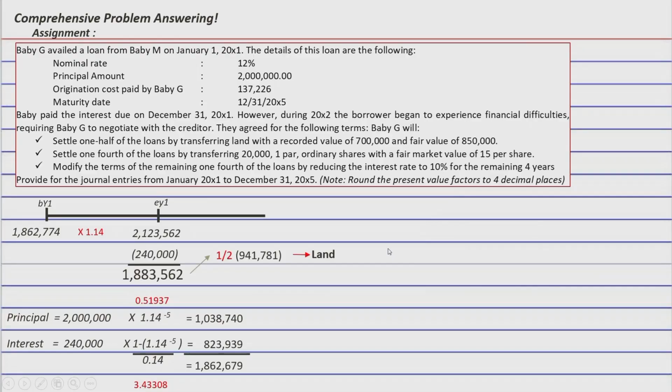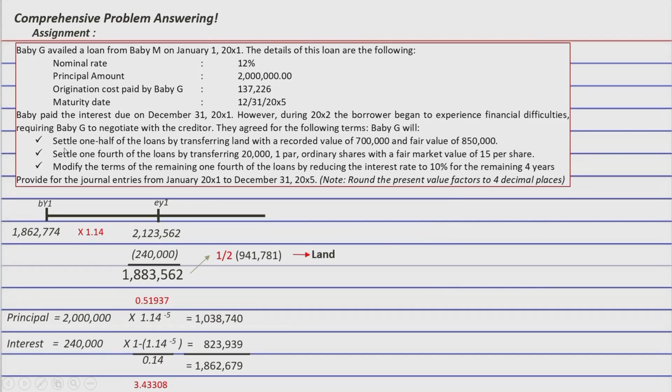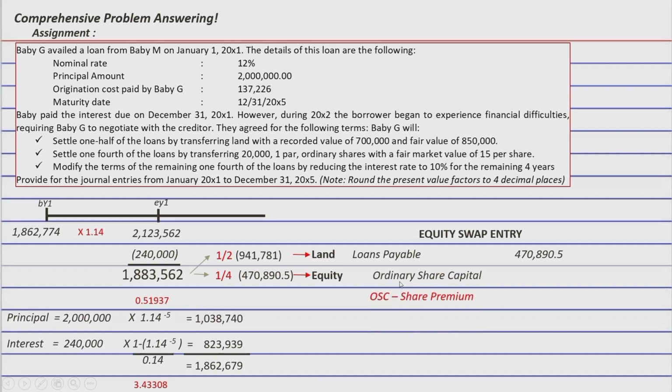Now, let's go to check number 2. Here, we are to settle 1/4 of our liability by issuing shares, or an equity swap. So 1/4 of this is 470,890.50. The same as check number 1, we debit loans payable for the amount of 470,890.50. And then we credit ordinary share capital at par, of course, and it should be paired with the ordinary share capital share premium.